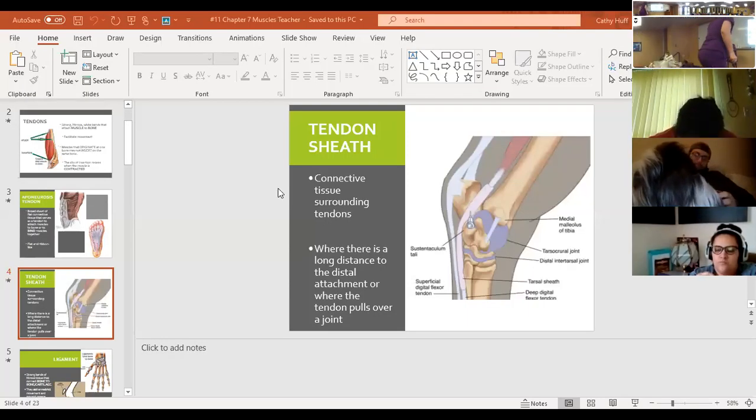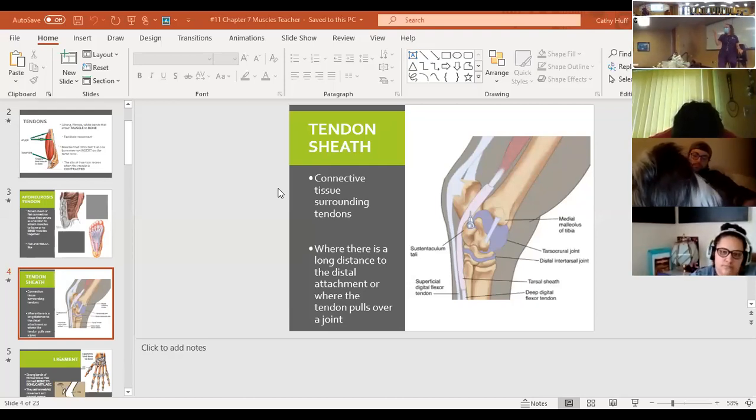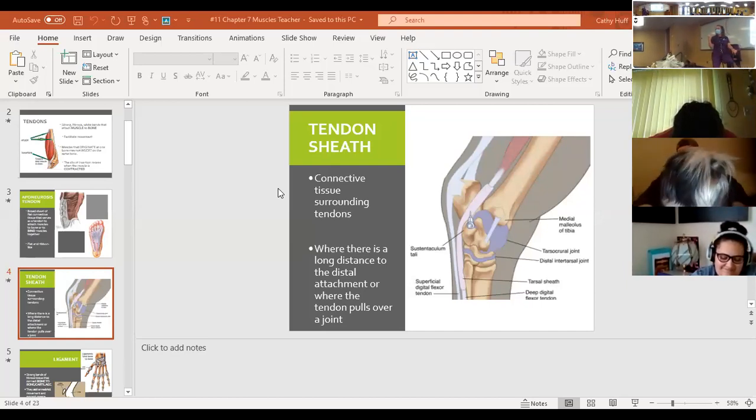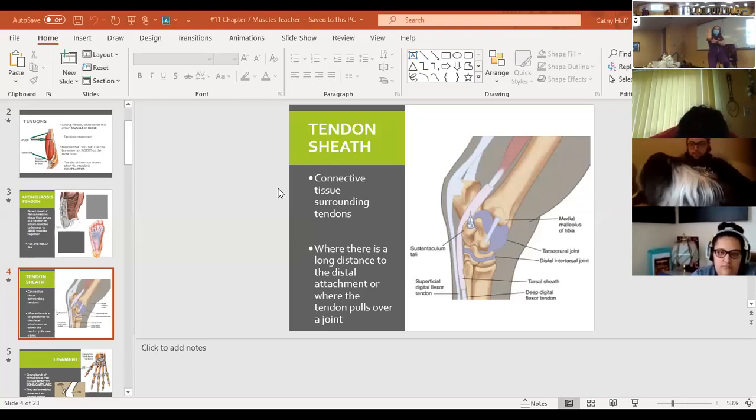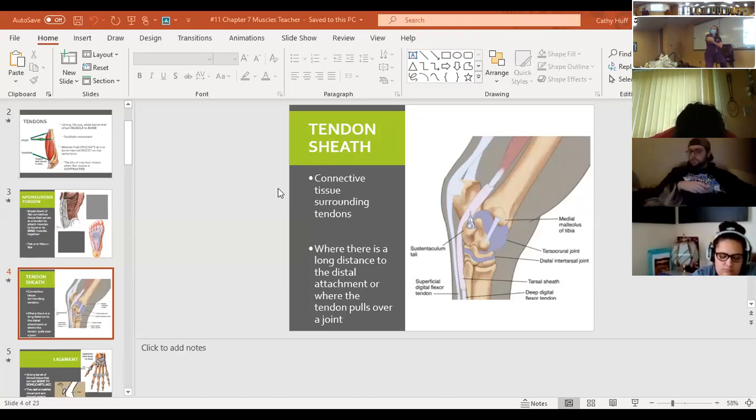These tendon sheaths also help where the tendon pulls over a joint. They help keep it taut and keep it from getting pinched inside the joint when we move it. If I have a big tendon right here, I open the joint, I close the joint. When I close this joint, I don't want the tendon getting pinched in between these bones. And so the tendon sheath helps it move smoothly over those bones in the joints.